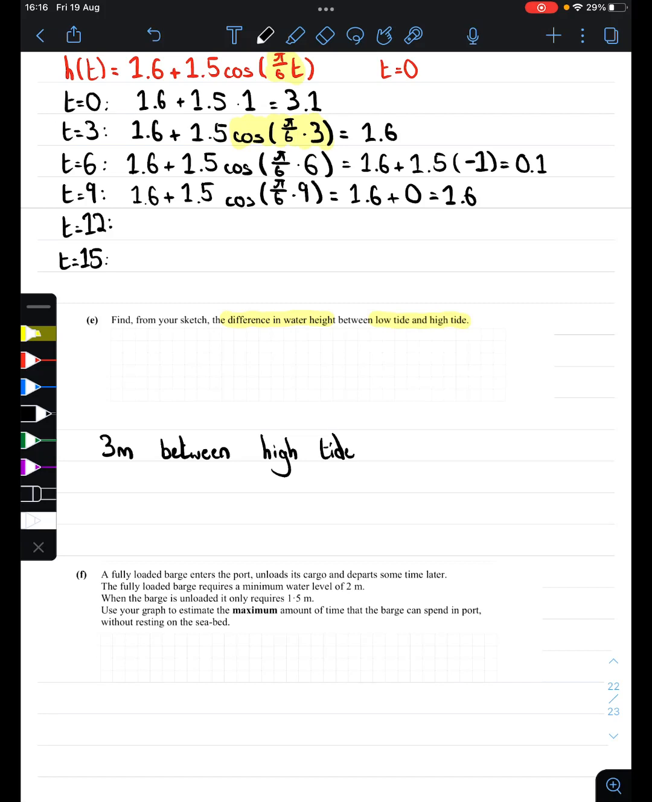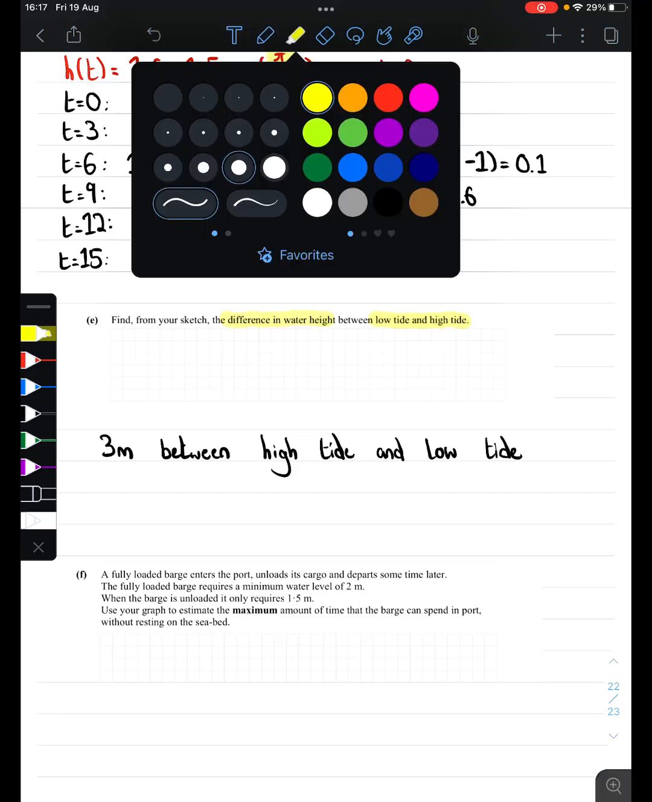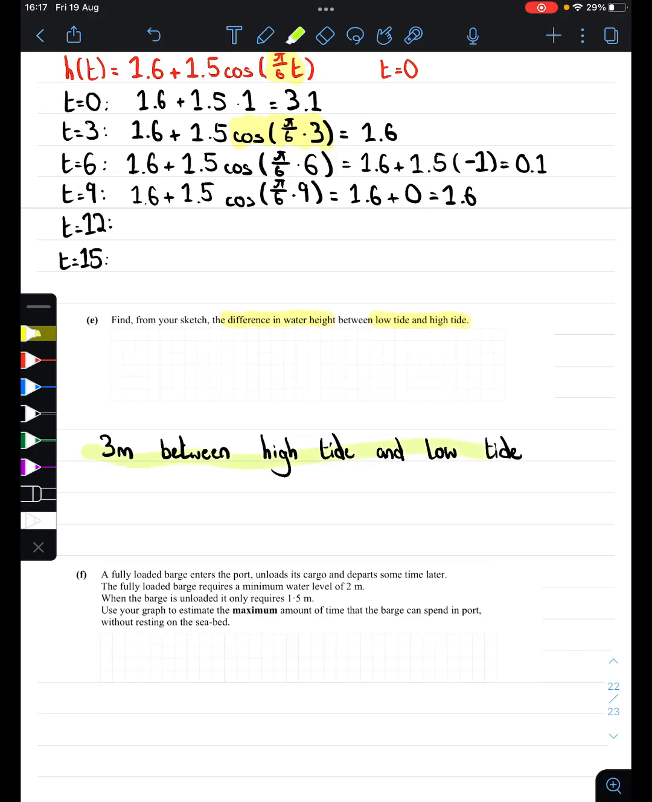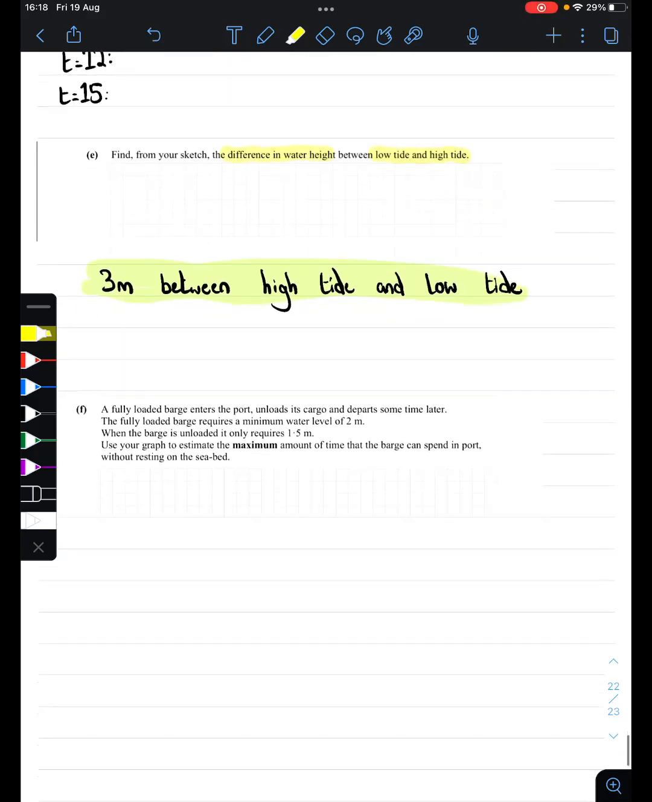That's a very nice question, very easy marks to pick up. So on to part F.